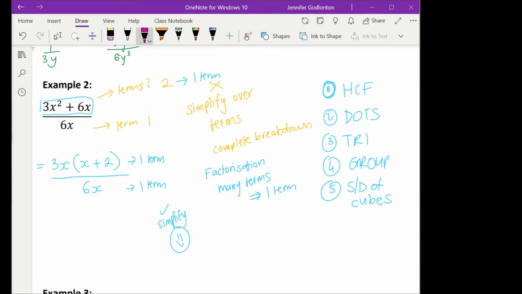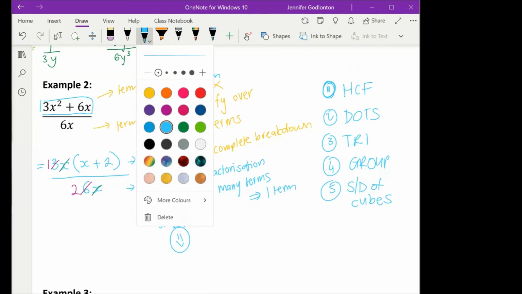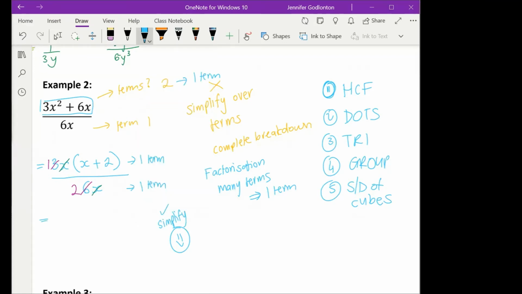Let's look at our numbers. We've got a 3 and we've got a 6. What can they simplify down to? 2. Good. So the 3 goes into itself once and 3 goes into 6 2 times. Then we have our x's. This x is going to cancel with that x and it's gone. So what we're left with is 1, which we don't need to write. So we've got x plus 2 over 2.